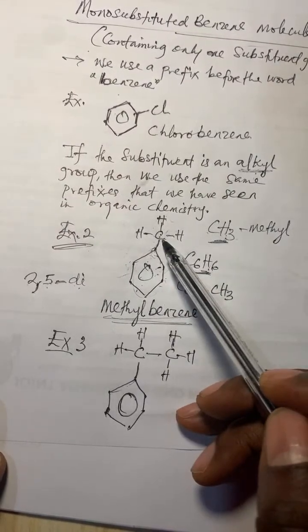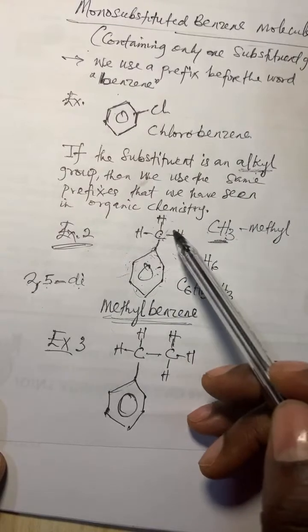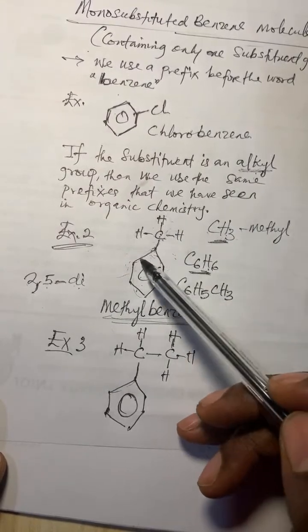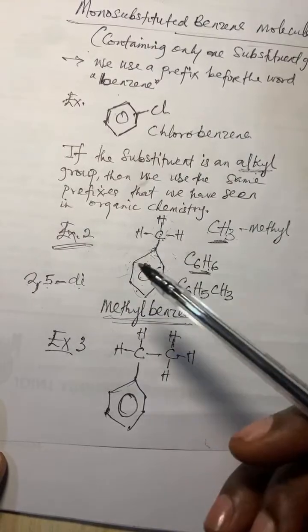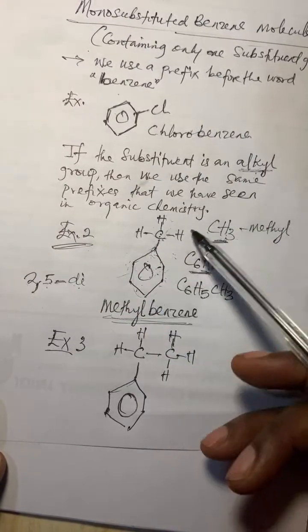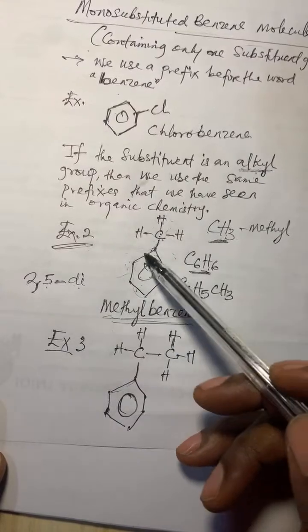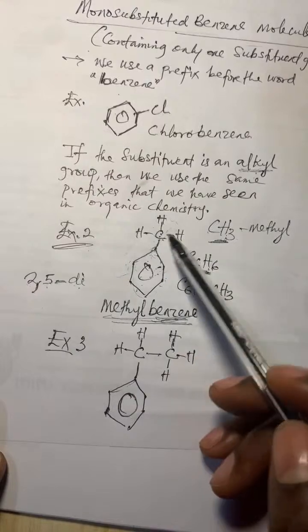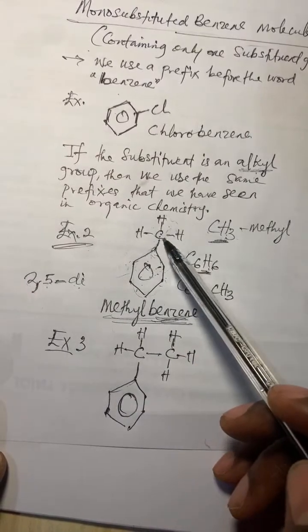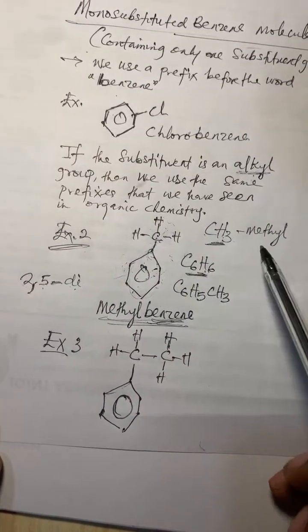CH3. This is the carbon atom having three hydrogen atoms surrounding it, and it is being attached to this benzene molecule. So they now ask us, what is the name of this? To name this compound, first of all, recognize that this is a benzene ring. So you've gotten benzene already. What is this particular thing? You need to know what this is, and this is what we call the methyl.